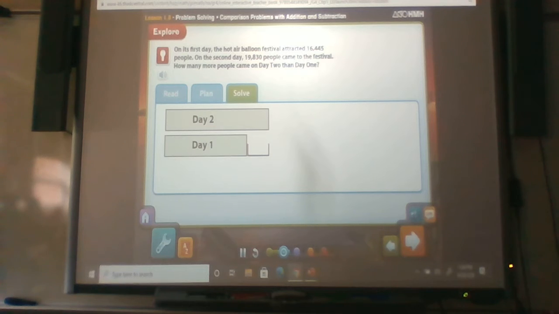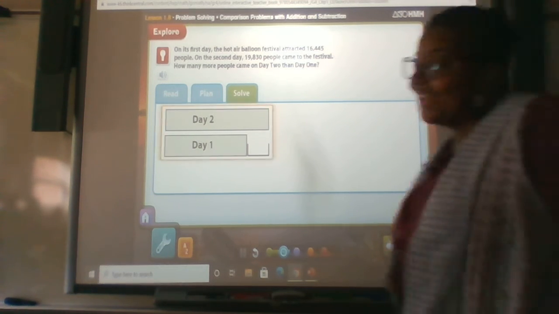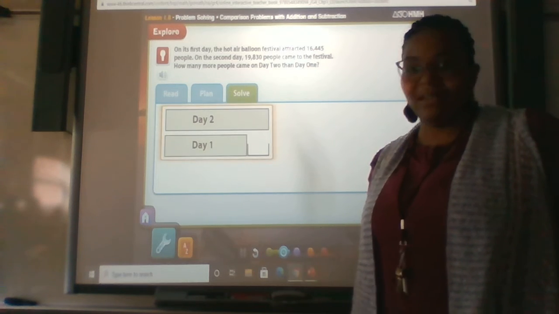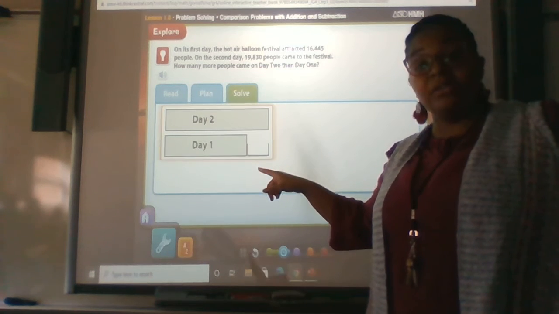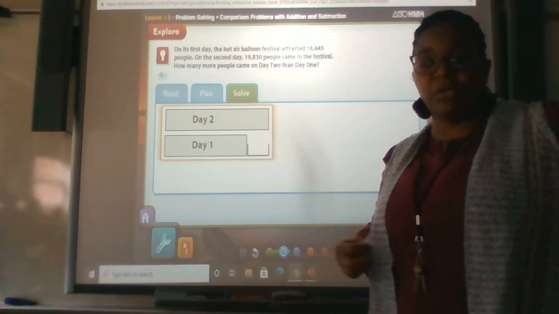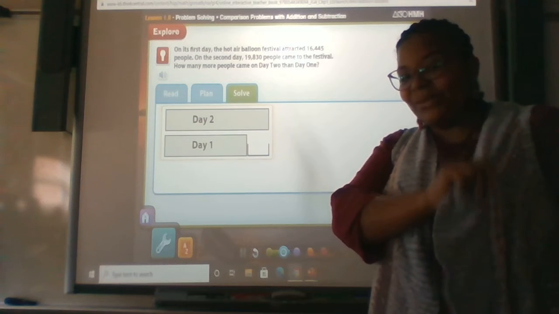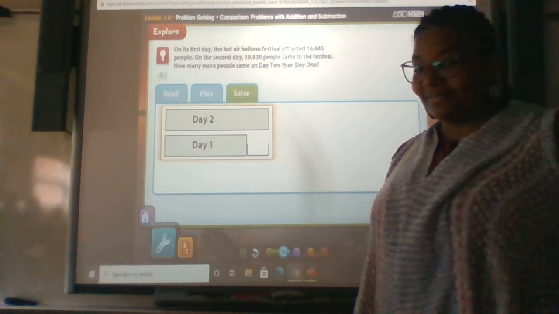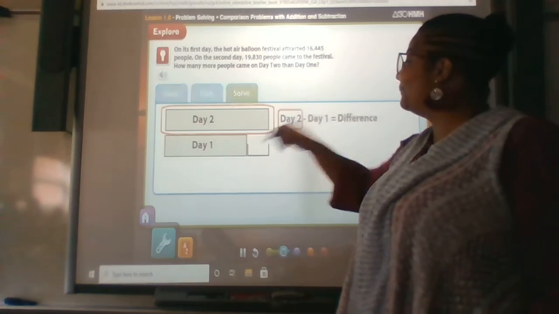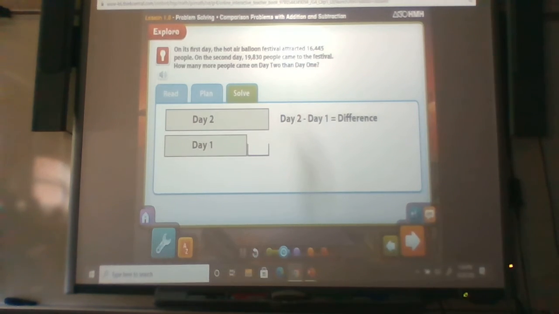How can we use the bar model to write an equation? Do you know how we can use that, boys and girls? Before I click this button, I want you to talk to whoever is helping you with your work and see if you can figure it out. Have you talked? Let's go. Day 2 minus day 1 equals the difference. Let's fill in the values for each day.